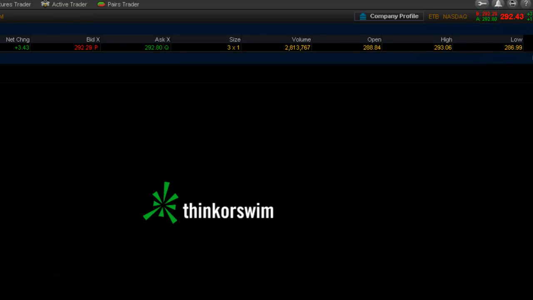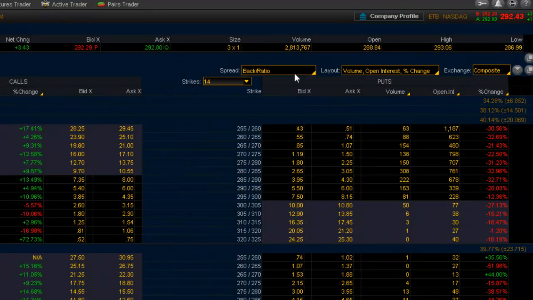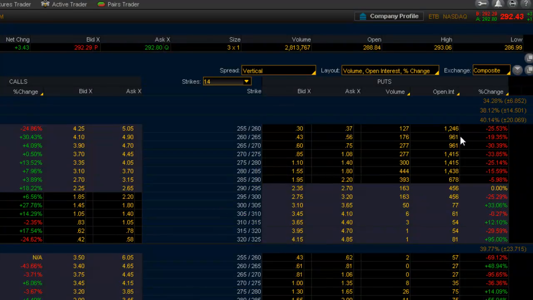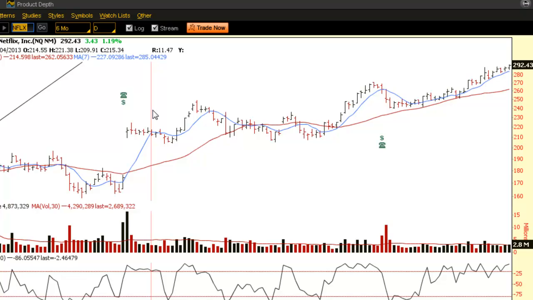Maybe a bull put credit spread might be okay on that, just based on the stock's direction. Let's change it to the verticals here and look at the open interest. So the open interest looks fairly healthy on that. So that actually doesn't look bad. As far as the bull put credit spread, based on the fact that it's continuously going up, it would be your selling time.